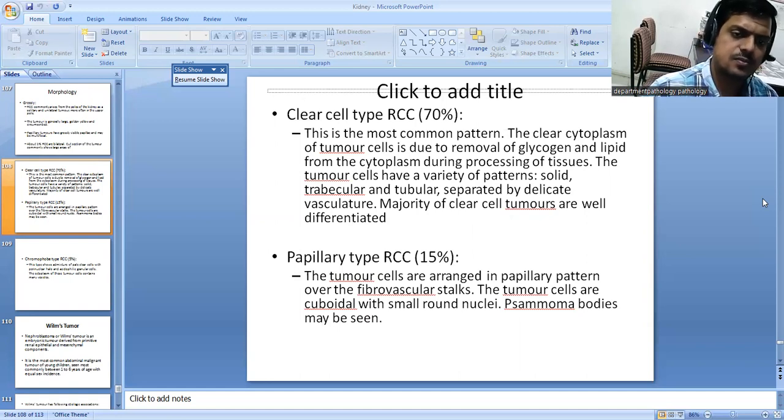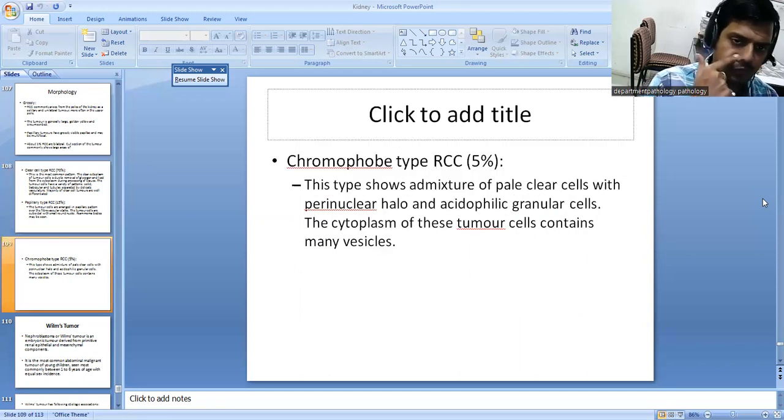Papillary type RCC seen in 15% of the cases. The tumor cells are arranged in papillary pattern over the fibrovascular stalks. The tumor cells are cuboidal with small round nuclei. Psammoma bodies may be seen. Chromophobe type RCC, 5% of cases. This type shows admixture of clear cells with perinuclear halo and acidophilic granular cells. The cytoplasm of these tumor cells contains many vesicles.